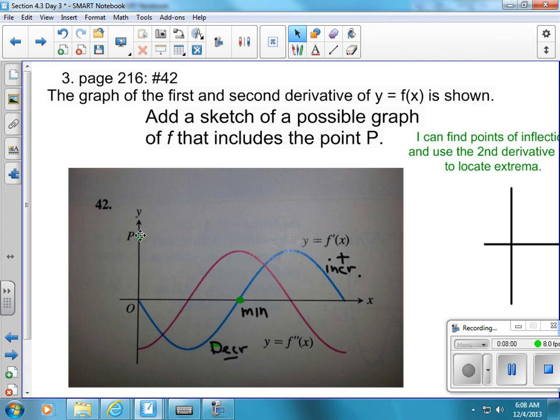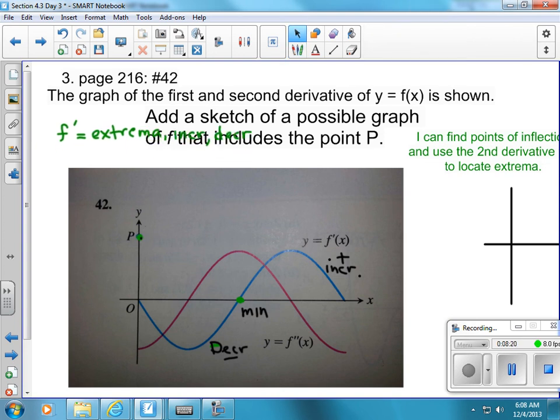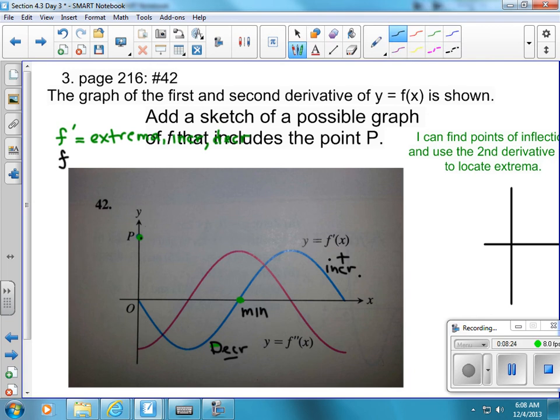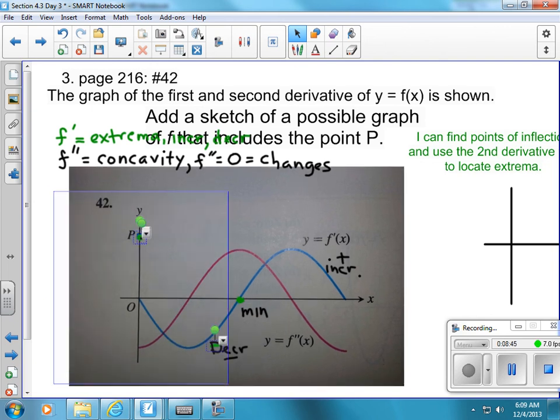All right, so let's look at the red graph, which tells us the concavity. Okay, so first derivative tells us extrema, and it tells us increasing and decreasing functions. Okay, the second derivative is going to tell us concavity. And anywhere that f double prime equals 0 means that it changes concavity. Okay? Concavity changes. All right, so I'm going to move this whole thing down.